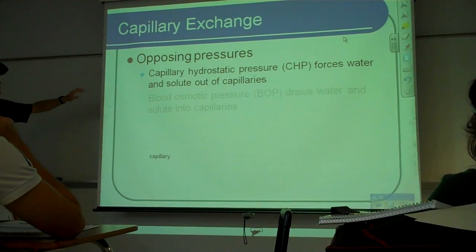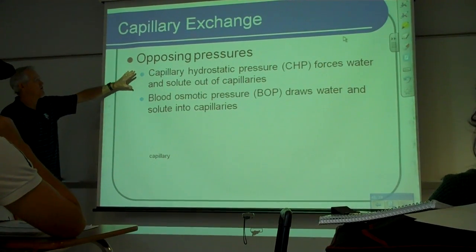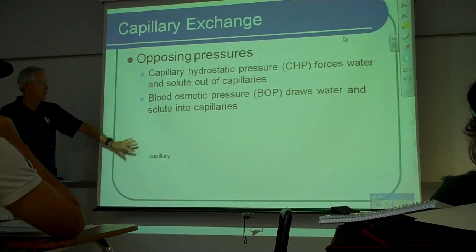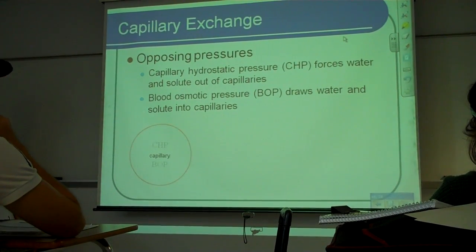First, we'll look at opposing pressures. Capillary hydrostatic pressure, of course, forces fluid out. Osmotic pressure forces it in. And here's an animated drawing of that.